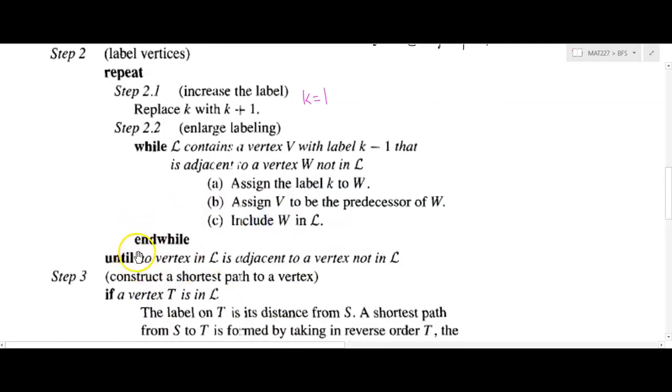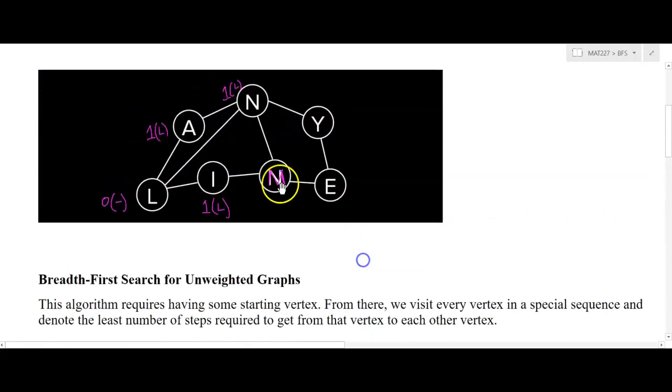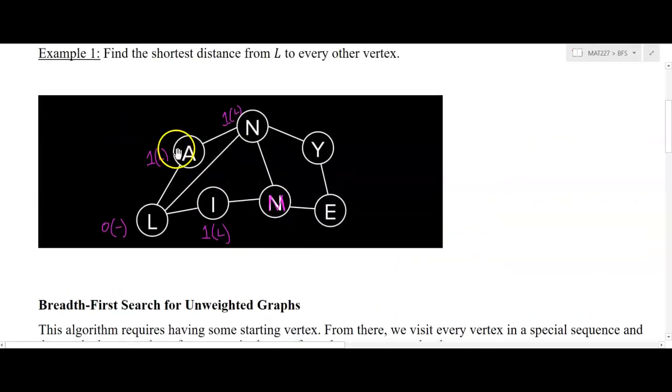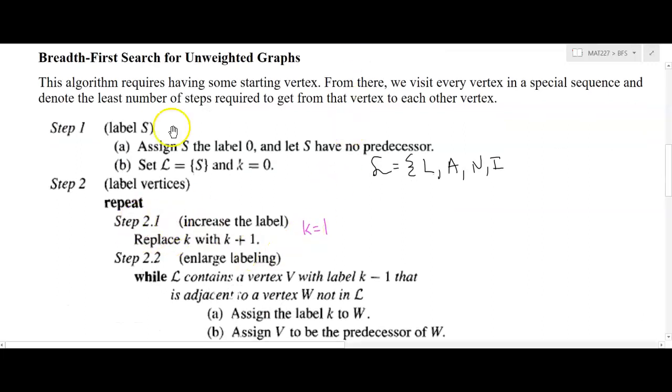And we keep repeating this until no vertex in L is adjacent to a vertex not in L. So basically we're going to keep repeating this process until we've labeled every single vertex. So now we look at all the neighbors of the neighbors. The most recent label was k equals 1. I'm now going to iterate and replace k with 2 because now I'm going to be looking at vertices that are 2 units away from our starting vertex L.